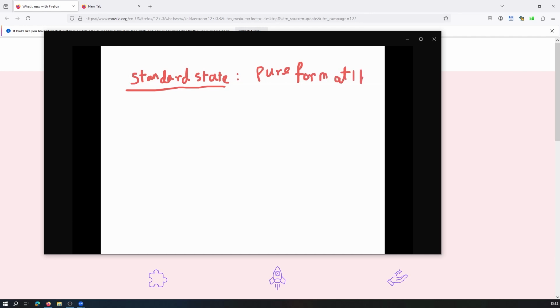So at 1 bar of atmospheric pressure at a given T, the pure form of the compound is called the standard state. For example, the standard state of liquid ethanol at 298 Kelvin is pure liquid ethanol at 1 bar. The standard state of solid iron at 500 Kelvin is pure iron at 1 bar. Usually, for our convenience, the temperature taken is 25 degrees Celsius, so usually at 298 Kelvin, the pure form of the component at 1 bar is called the standard state.